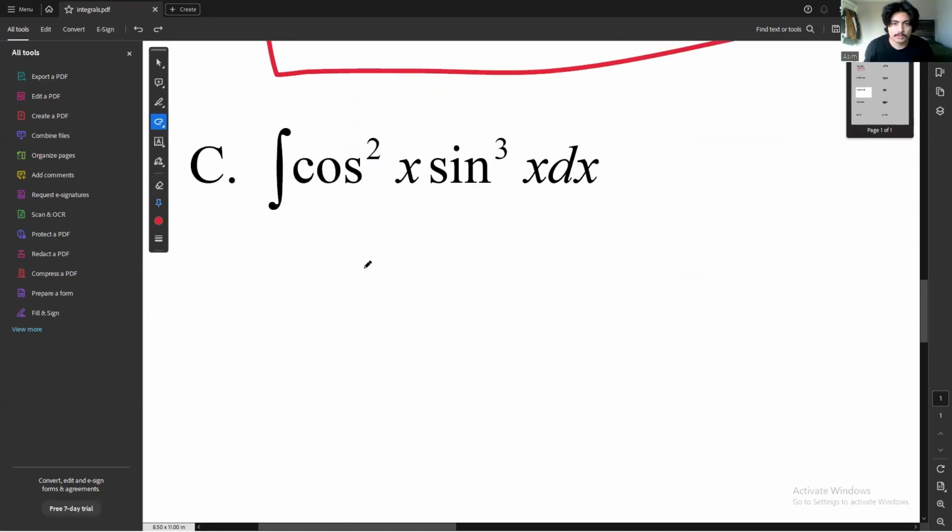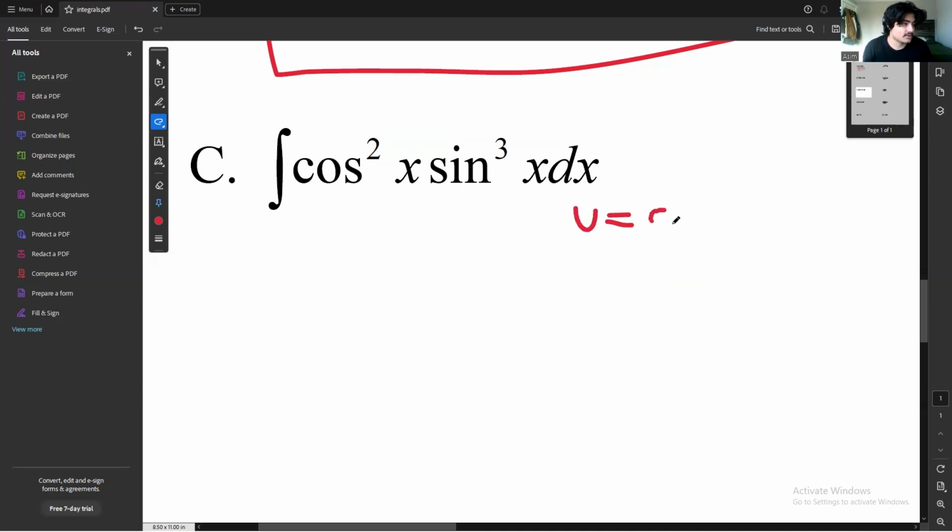Question C. So guys, this question is actually one of the greatest questions on this worksheet, so I would strongly suggest you listen carefully. Integrate cosine square x sine cube x dx. Notice that there are many functions, so it's hard to integrate, right? We can't integrate something like this directly, so I'm just using u substitution.